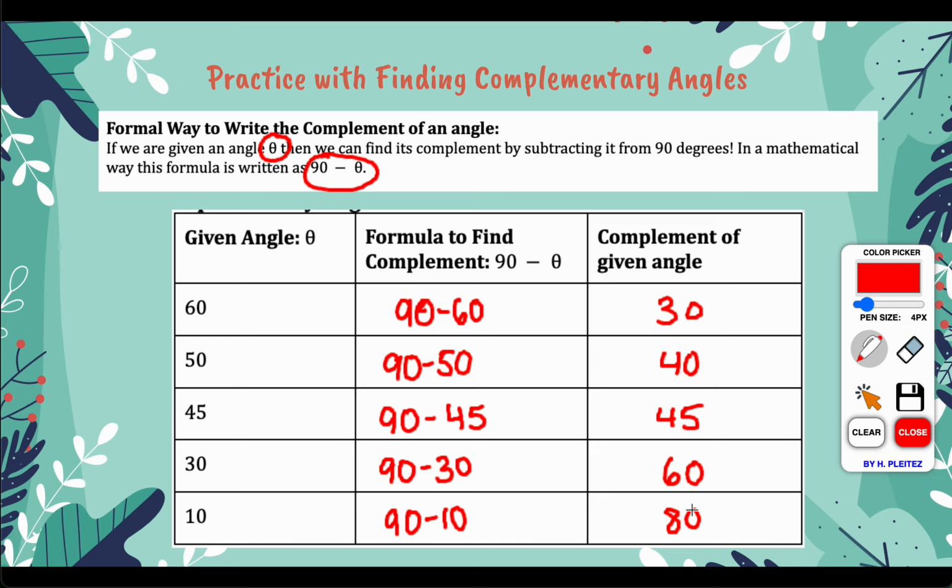So just going through this table and using this formula is something we want to make sure we're used to doing, because in this lesson we're going to make some generalizations of properties, and you want to make sure you understand this relationship between theta and 90 minus theta.